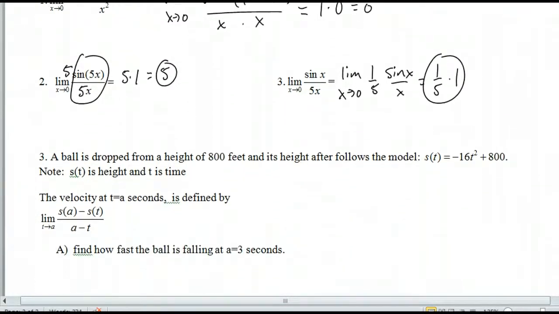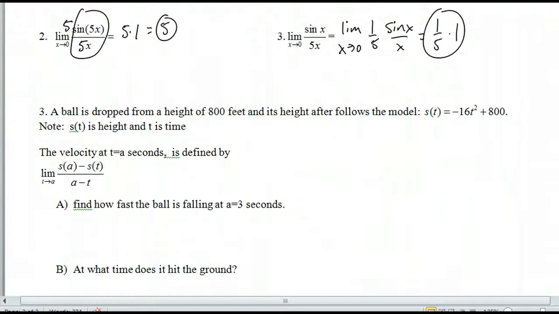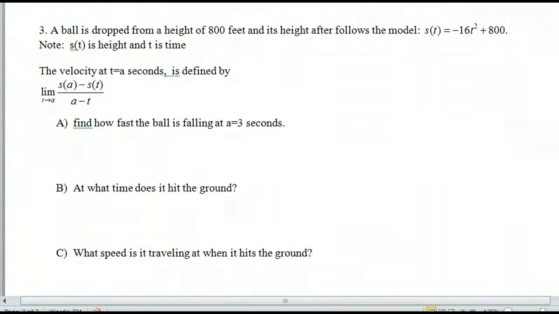Now we're going to go to the definition of the velocity function. This right here is instantaneous velocity. That's the velocity definition. It's the limit as t goes to a of s of a minus s of t all over a minus t. A is a constant, and then t you keep as a variable.